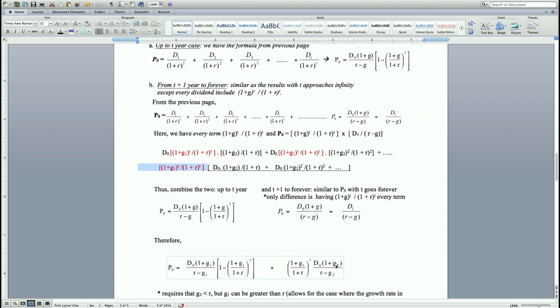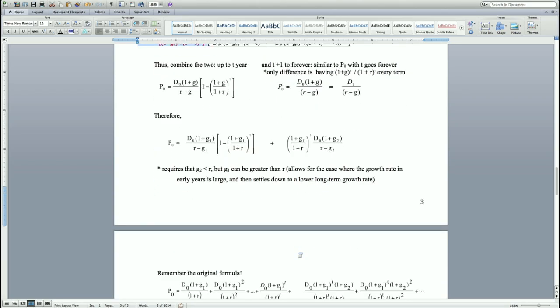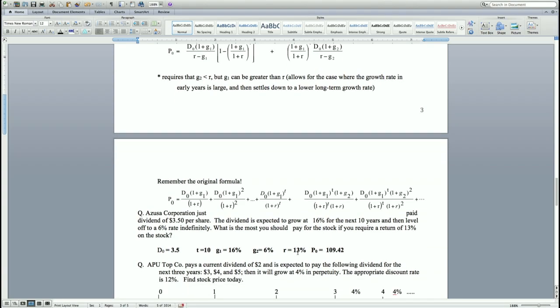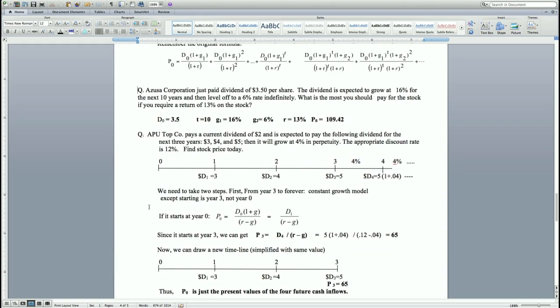D0, 1 plus G, actually here 2, but before we did D0 times 1 plus G over R minus G. But now the difference is the second one, G2. So up to T years here, and T plus 1, T plus 2, and on, forever, we simplify here. Adding the 2, that's the formula. I know this is very lengthy, but you can simply put the numbers in and then you can get the answer. It's much easier than you think, okay?